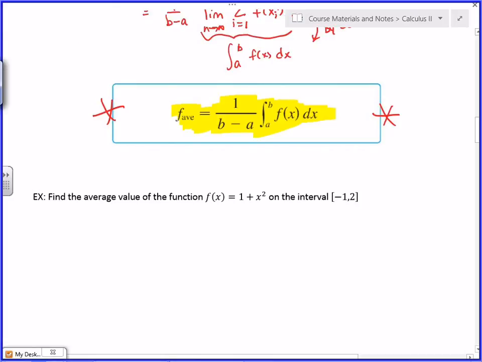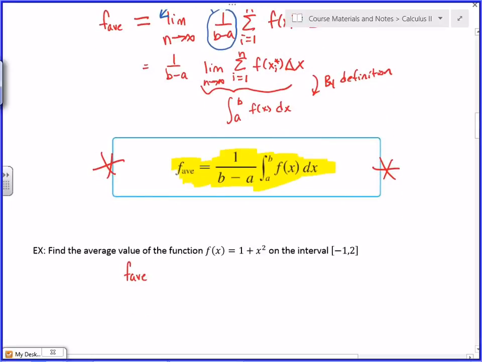So let's do a couple of simple ones. If I wanted to find the average value of this function, how do we do it? Yep, just use the formula. a and b are negative 1 and 2 now, so it's 1 over 3, the integral from negative 1 to 2 of 1 plus x squared dx.